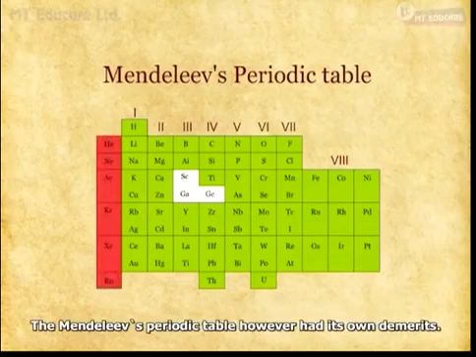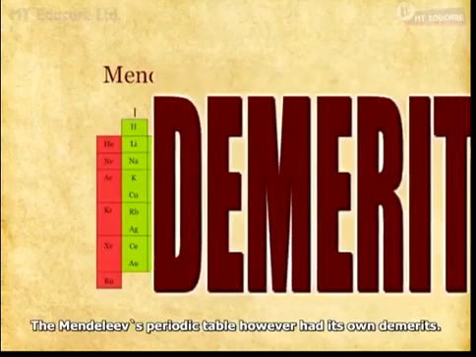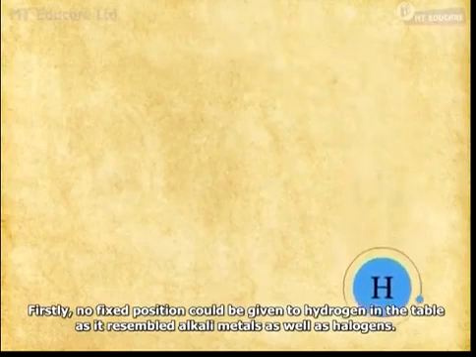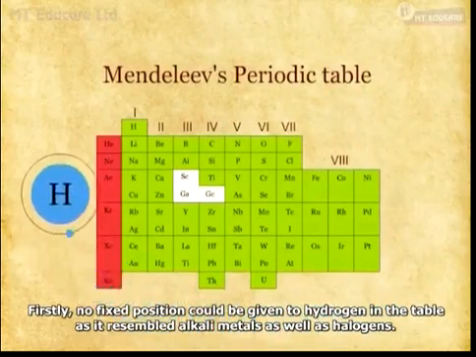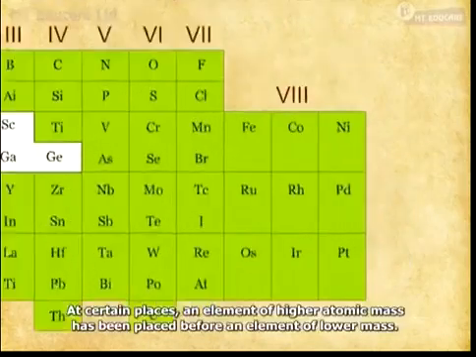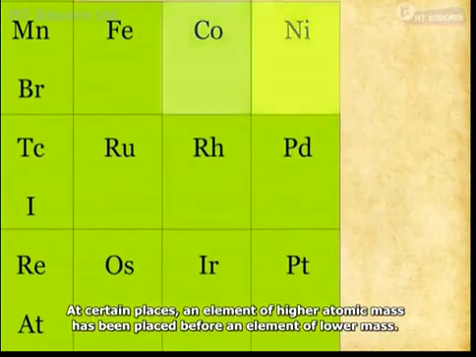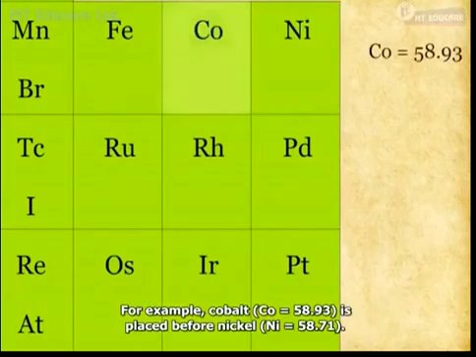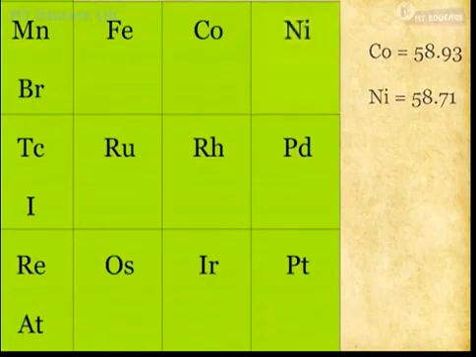Mendeleev's periodic table, however, had its own demerits. Firstly, no fixed position could be given to hydrogen in the table, as it resembled alkali metals as well as halogens. At certain places, an element of higher atomic mass has been placed before an element of lower mass. For example, cobalt, whose atomic mass is 58.93, is placed before nickel, whose atomic mass is 58.71.